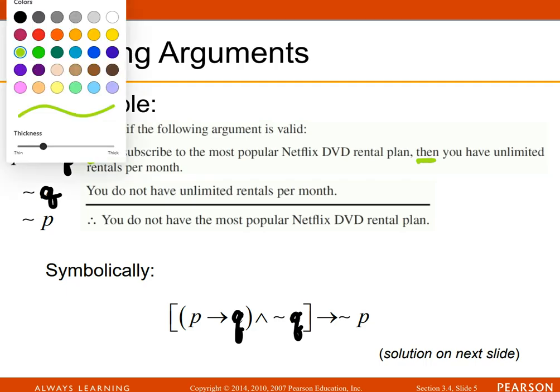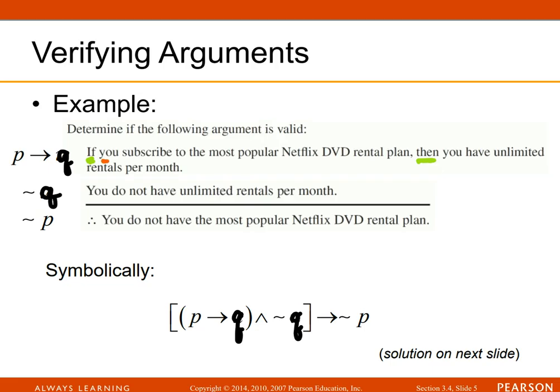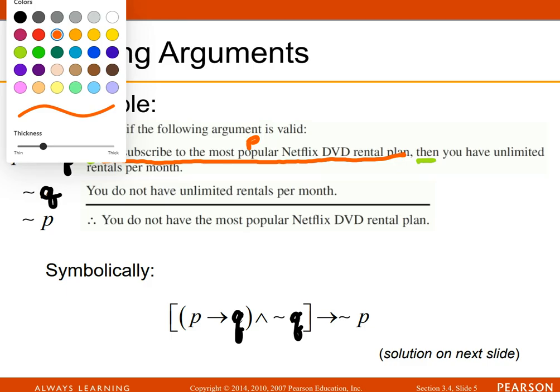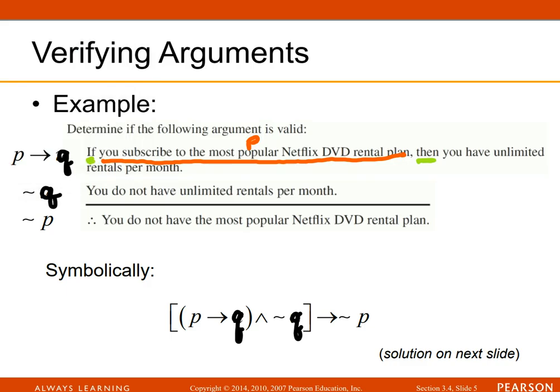So that means the part that is after the word if is going to be your P. So P is represented by you subscribe to the most popular Netflix DVD rental plan. And then after the then it says you have unlimited rentals per month. That is going to be my Q. And then that's the first premise: if P, then Q.